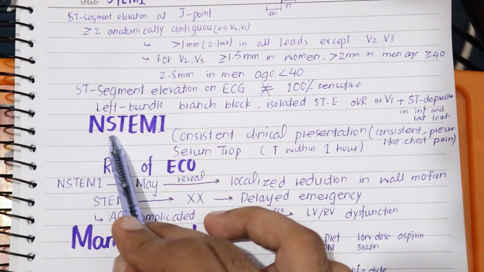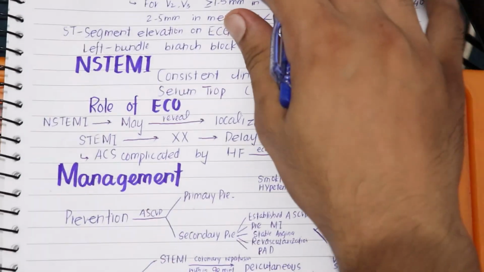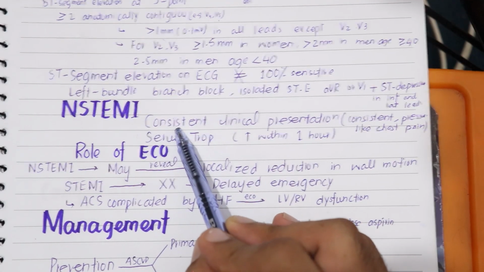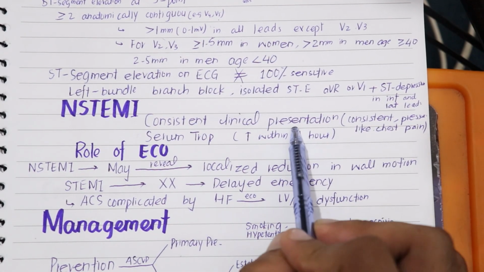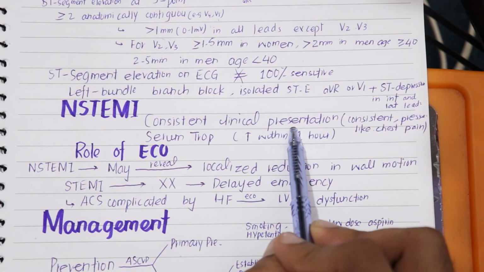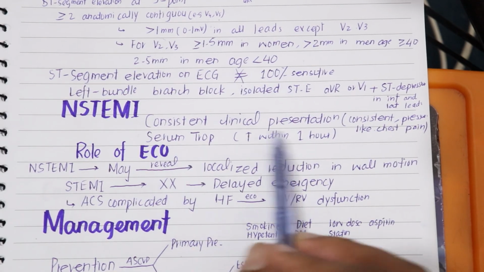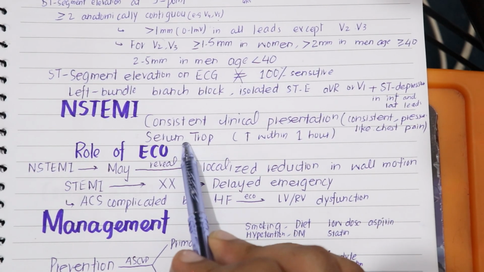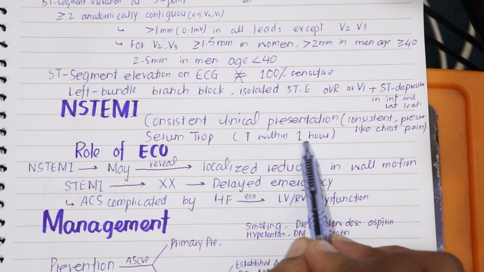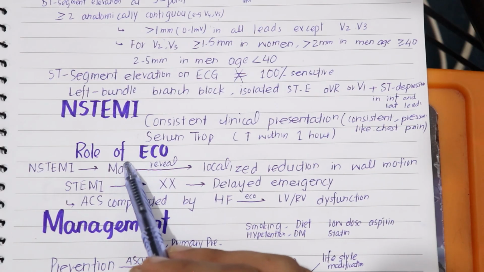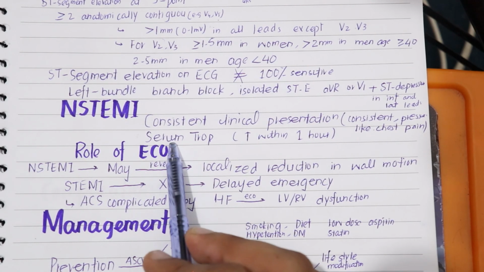Now come to the diagnosis of NSTEMI, non-ST segment elevated myocardial infarction. First of all, there is a consistent clinical presentation. The patient will say to you that I'm having continuous pain in my chest, dyspnea, vomiting, nausea, etc., right? Consistent pressure-like chest pain. And serum troponin, when you do the serum troponin, it is also high. It begins to rise within 1 hour of myocardial infarction. Okay, so you will diagnose on the basis of serum troponin.